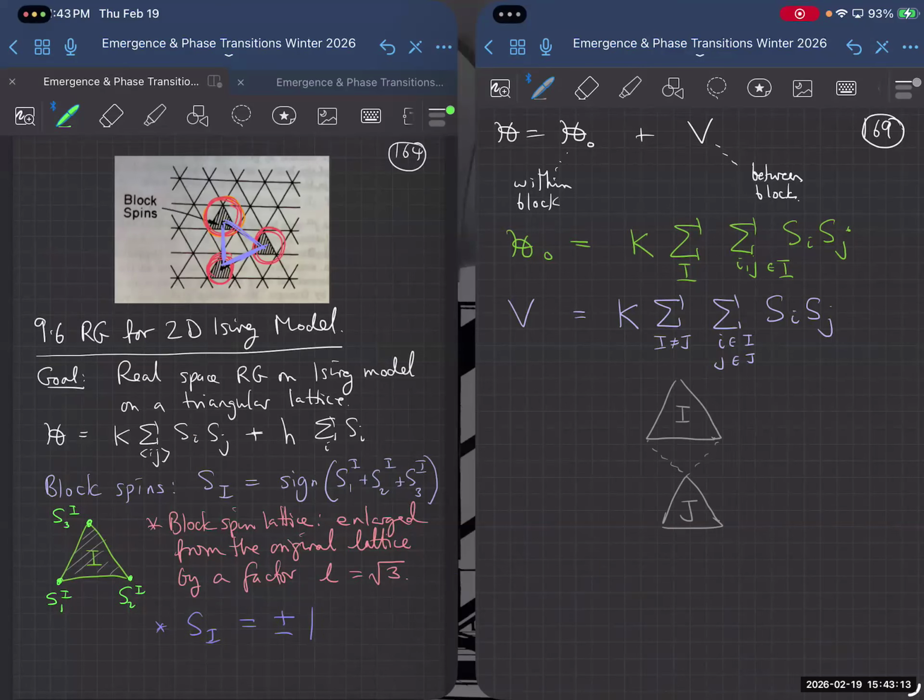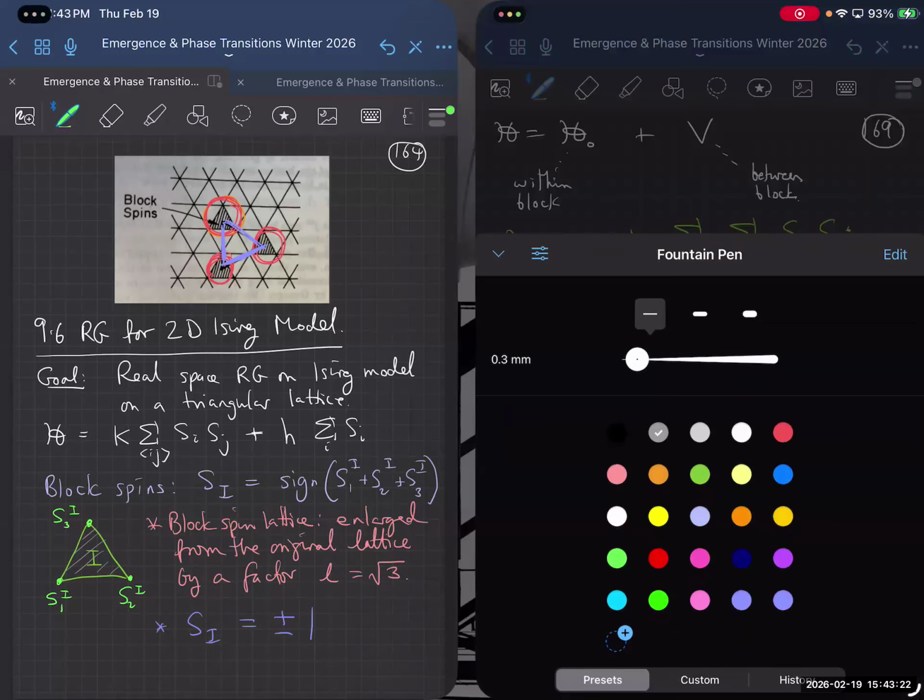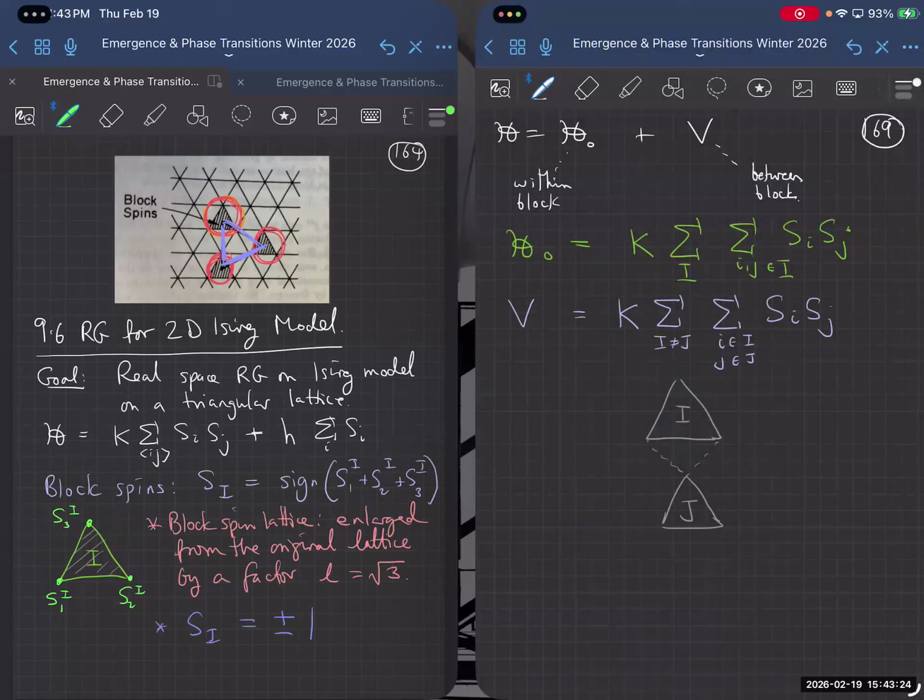Gregory, you have a question? Yeah, so just wanted to make sure we assume nearest neighbor interaction. Yes, nearest neighbor Ising model. Okay, nearest neighbor Ising model, to start with.